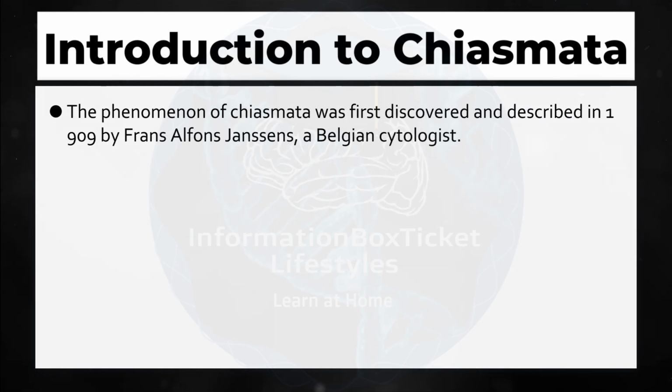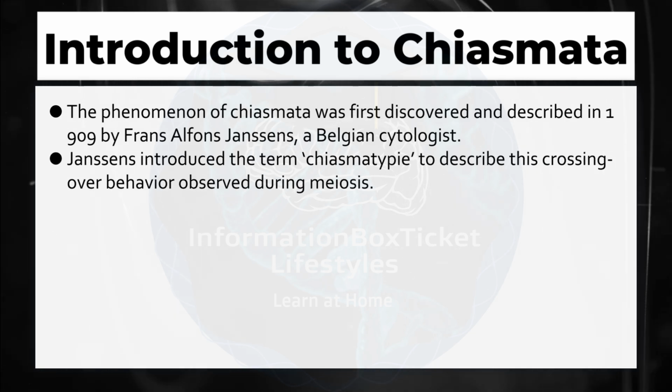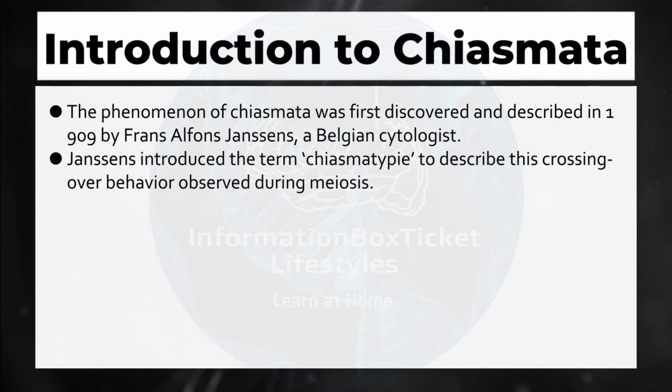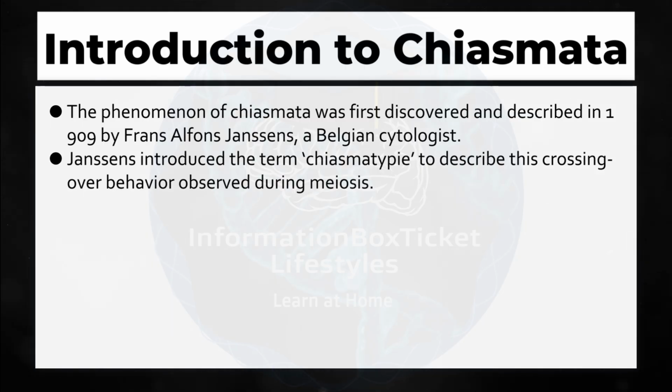The phenomenon of chiasmata was first discovered and described in 1909 by Frans Alfons Janssens, a Belgian cytologist. Janssens introduced the term chiasmatypie to describe this crossing over behavior observed during meiosis.